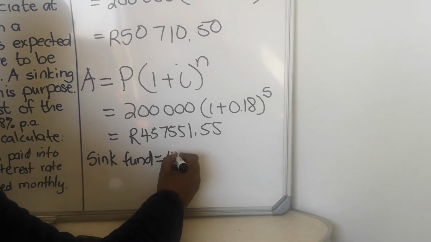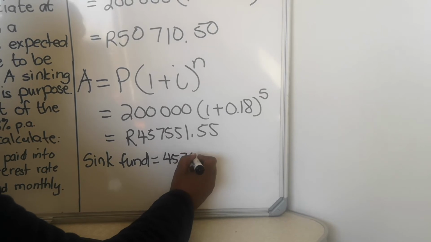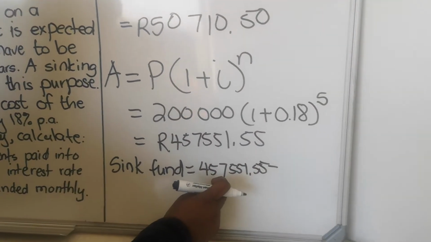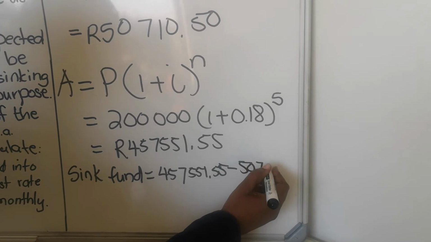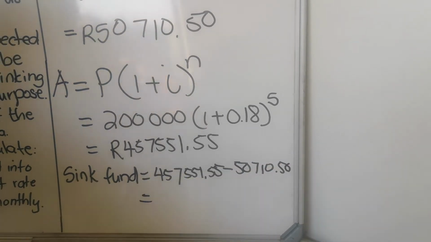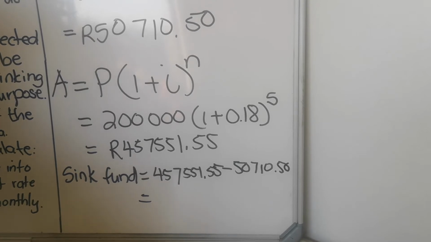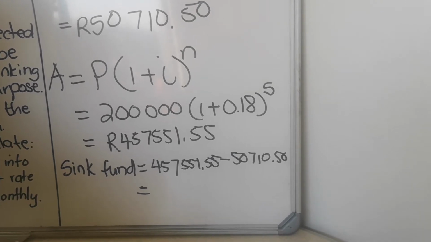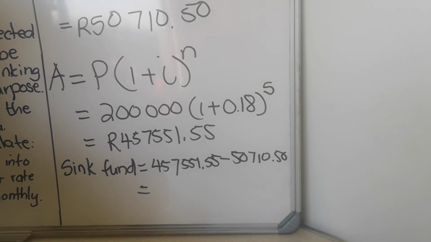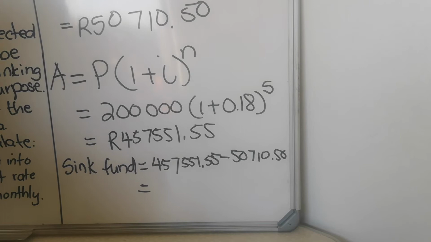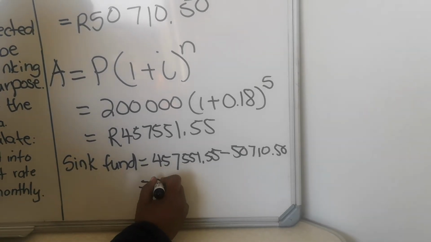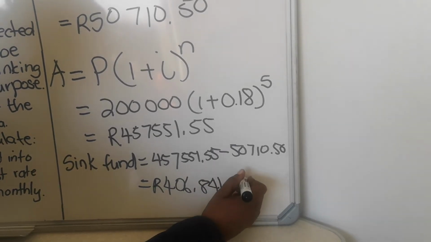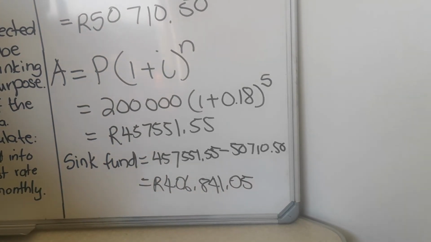You will need 457,551.55 minus the scrap value, because we're going to sell the old one and reduce the money needed for buying the new one. So minus 50,710.50. Then the money that you need in the sinking fund will be 457,551.55 minus 50,710.50, which is 406,841.05. This is how much you will need after 5 years to buy a new car.